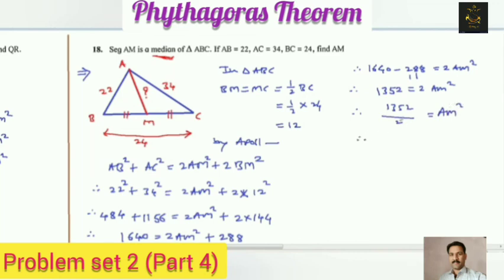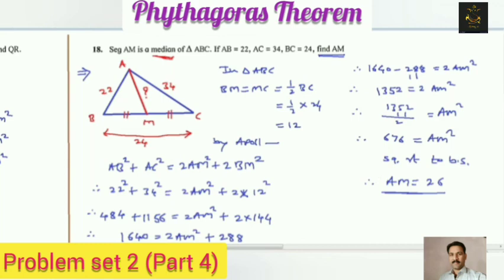So make the half: 2 6s are 12, 1 remains, 2 7s are 14, again 1 remains, 2 6s are 12. So this is AM square, 676. Taking square root on both sides, what will we get? This is the square of 26. So the square root of this is 26. That is only what we have to find. See here, find AM. Like this we can solve here.